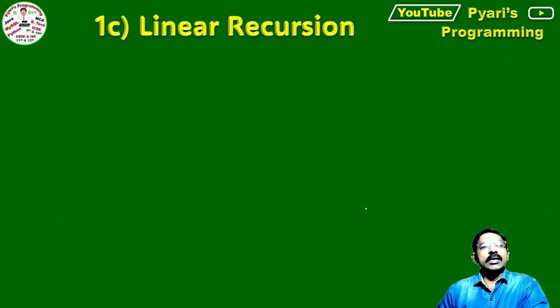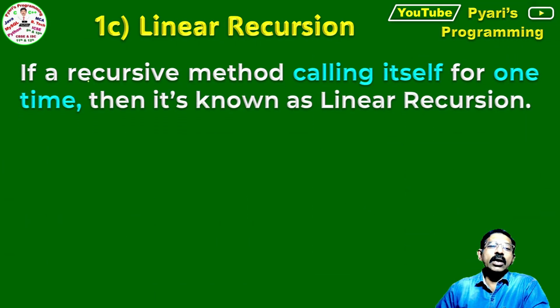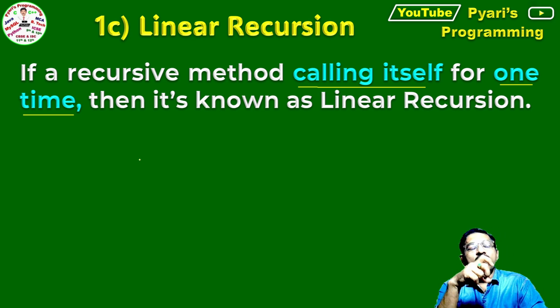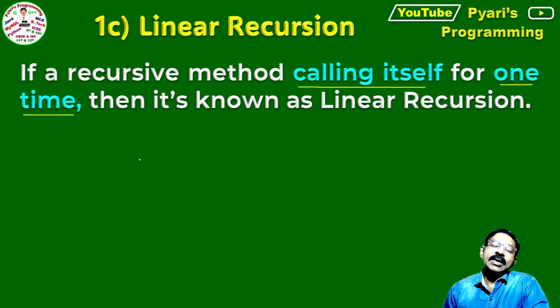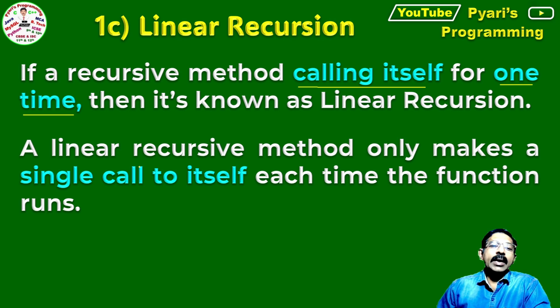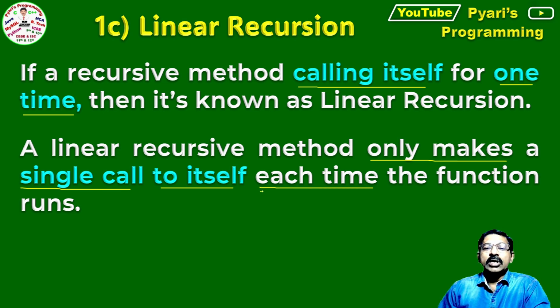Let's discuss what is linear recursion. It says that if a recursive method calls itself one time, then it is known as linear recursion. Does every definition contain a call inside it, and one time only? No, we can have more than one time also. Let's see. A linear recursive method only makes a single call to itself each time the function runs. We have to underline this one.